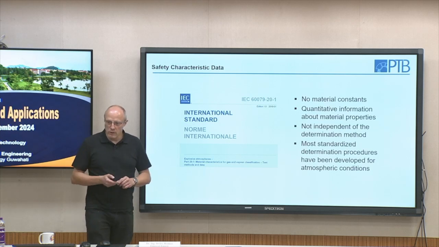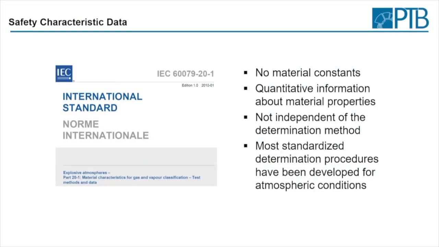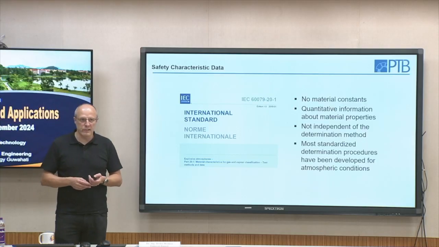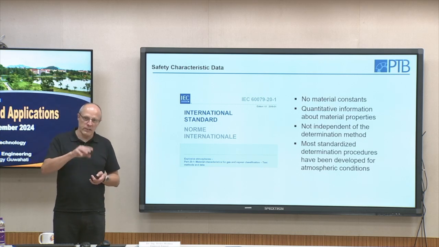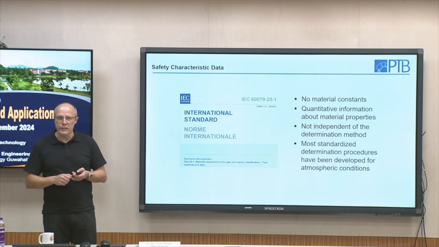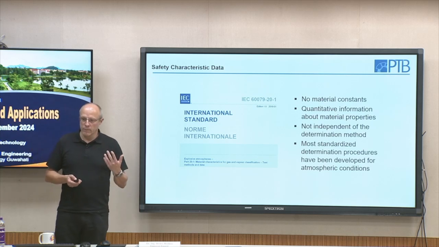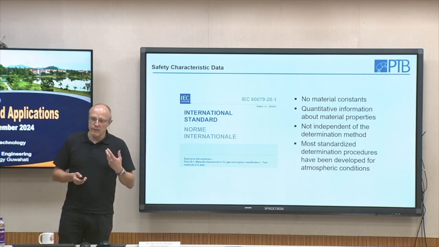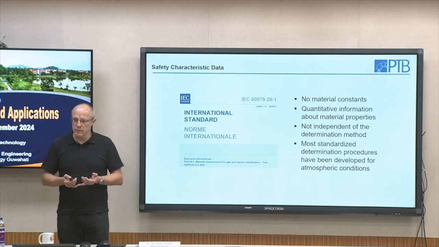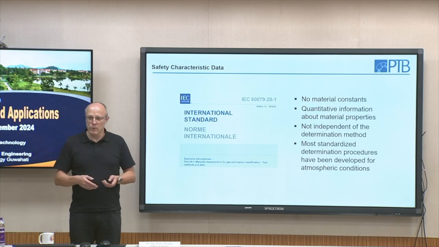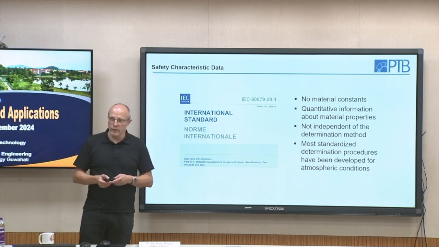So, okay, safety characteristic data we have discussed already in the last lecture. These data we need because we have thousands, maybe millions of combustibles to consider. And we do not want to have safety concepts for each of these combustibles, but we need to know how easily these combustibles will ignite, how fast they burn, and so on, to have proper measures to avoid any consequences.